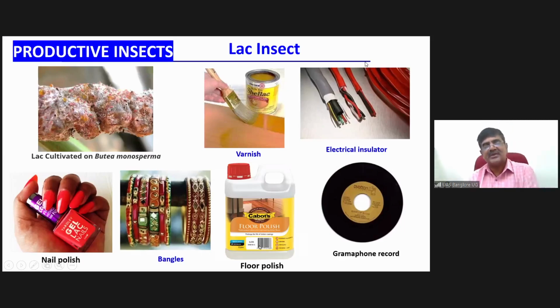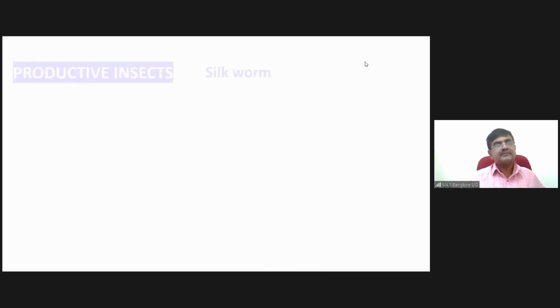Similarly, it can be used in the preparation of floor polish, and in olden days we had gramophone records. These gramophone records were also prepared from this lac. So the first productive insect is the lac insect, whose byproducts can be used in varnish, electrical insulators, nail polishes, bangles, floor polish, and gramophone records.